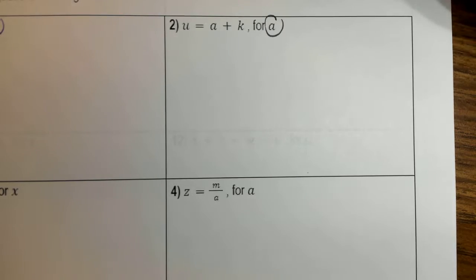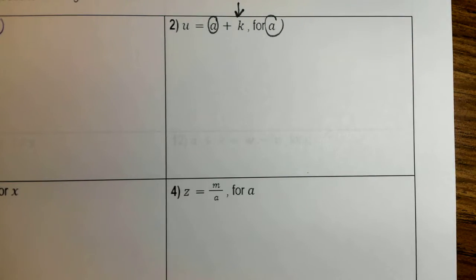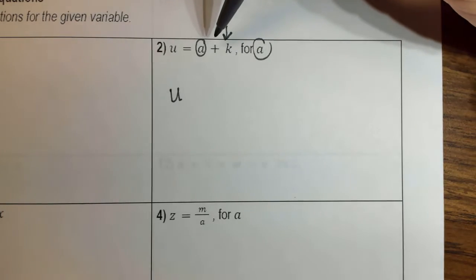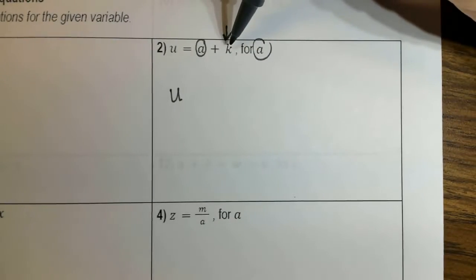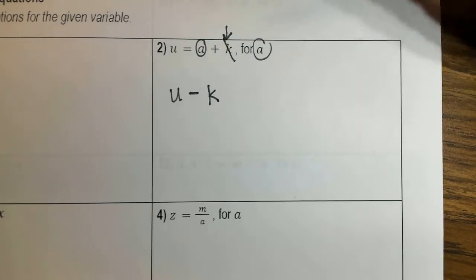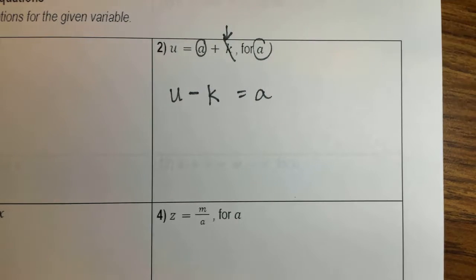All right, here, I want to solve for a. Here's my a, so I have to get rid of everything that's not a. Again, I start with the other side, so I'm going to have u. And because this is plus k, I do the opposite, so minus k. I have nothing else to move, so then that is my answer, equals a.